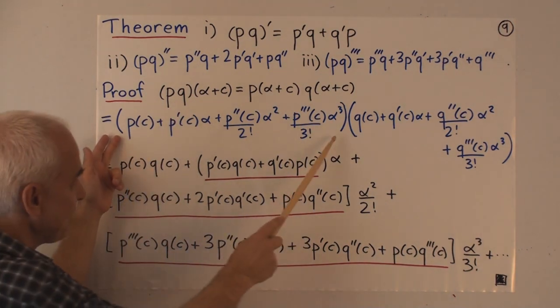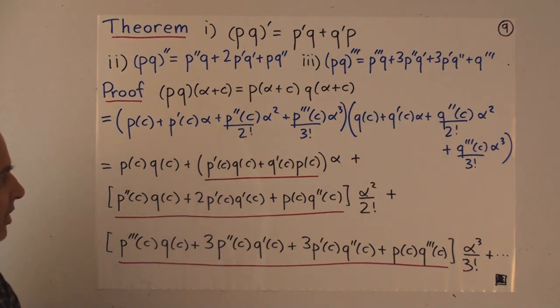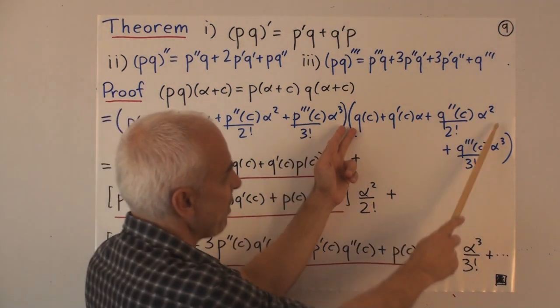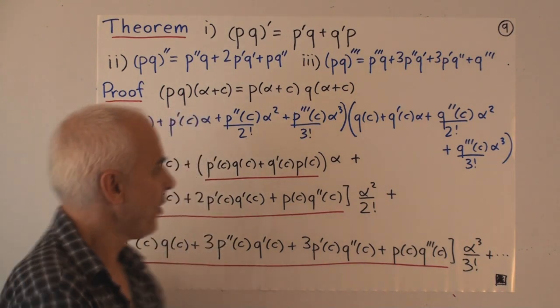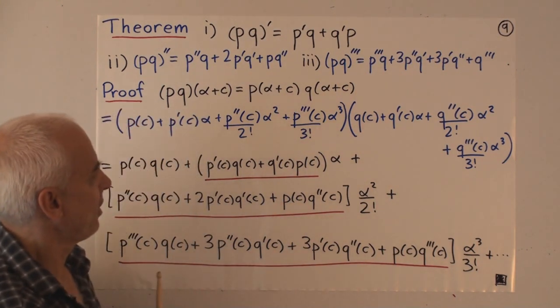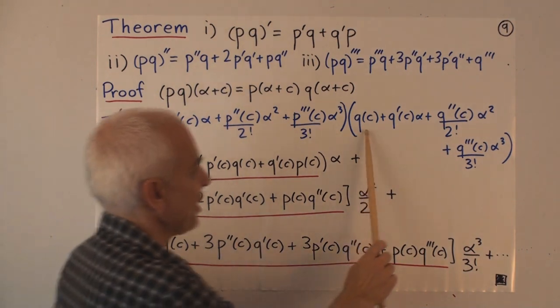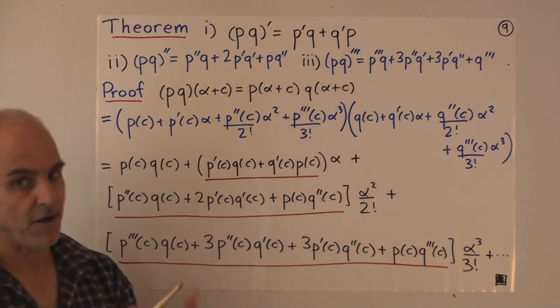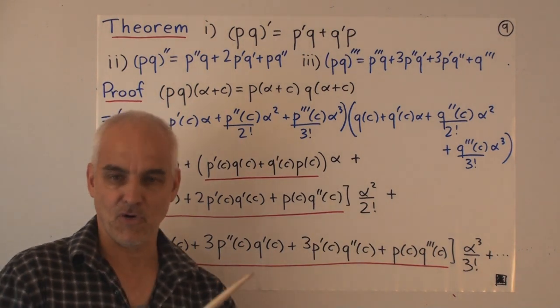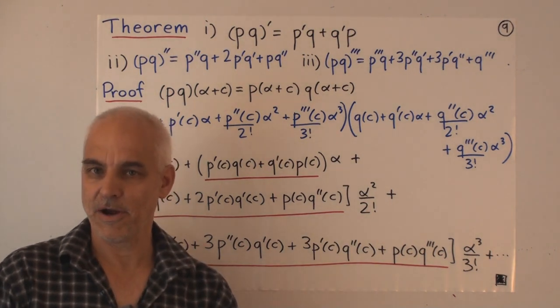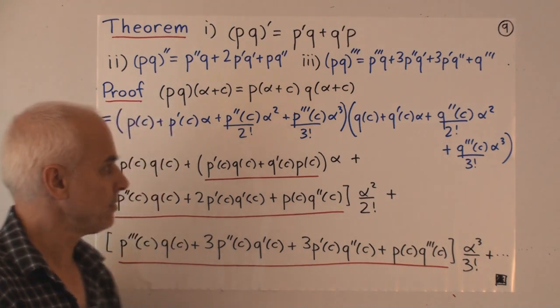And we've just established that this is exactly what p of alpha plus c looks like. And here's the corresponding expression for q of alpha plus c. So there's a polynomial in alpha, there's another polynomial in alpha, and we know how to multiply two polynomials in alpha. We just multiply all the terms and group together corresponding equal powers of alpha.